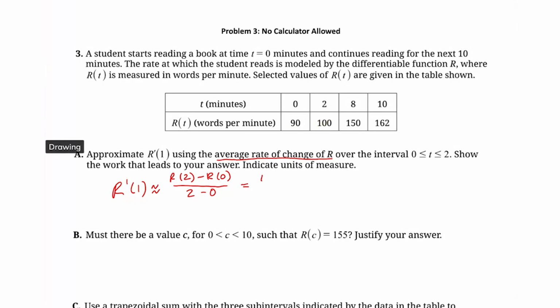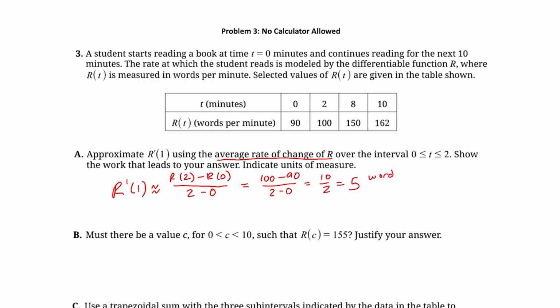So we've got 100 minus 90 over 2 minus 0. And honestly, you can actually just be done there. The units are words per minute squared. And these numbers are just so small and easy to work with, I almost can't even help myself but actually simplify.